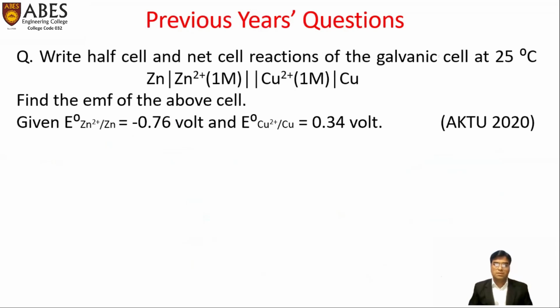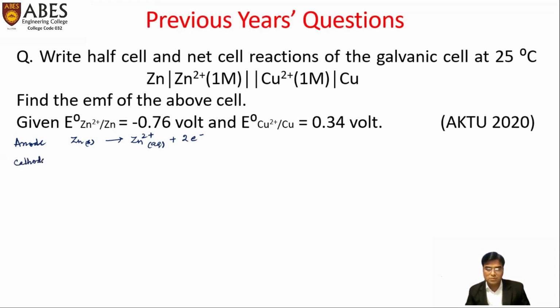Next question. Write half cell and net cell reactions of the galvanic cell at 25 degrees centigrade. Cell is given here. Find the EMF of the above cell. The standard reduction potentials of anode and cathode are given here. So first we will write the reactions. At anode, it is zinc. This is anode on the left side. So it is converting to Zn2 plus aqueous plus 2 electrons. This is the oxidation half reaction.